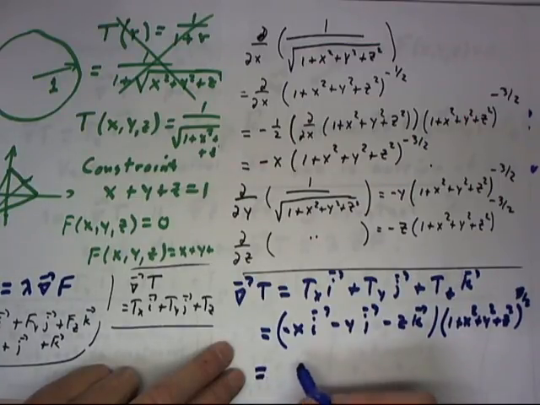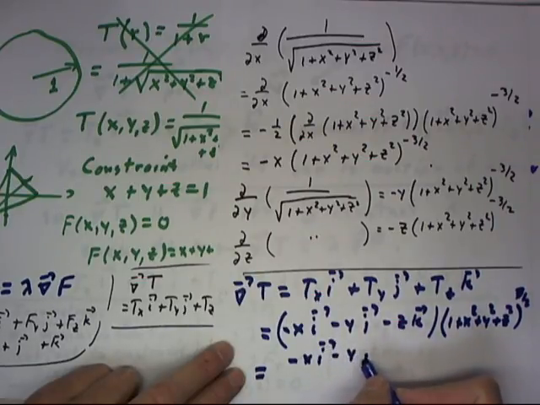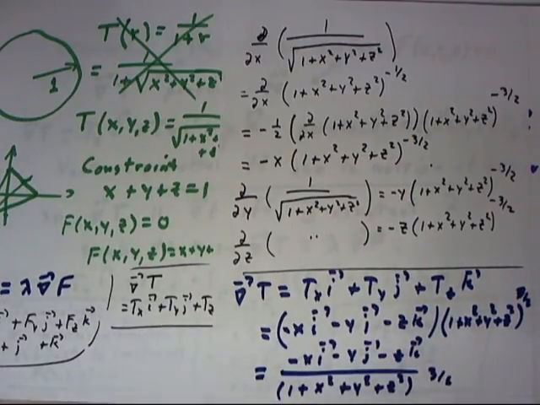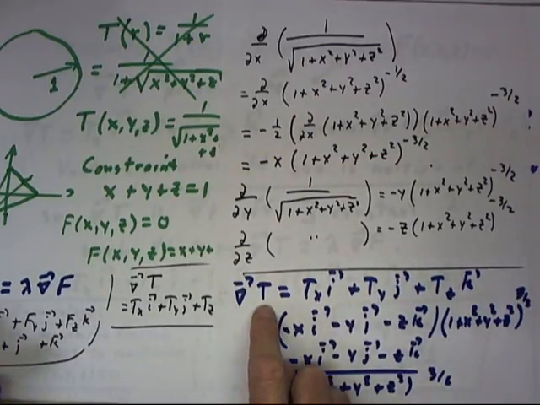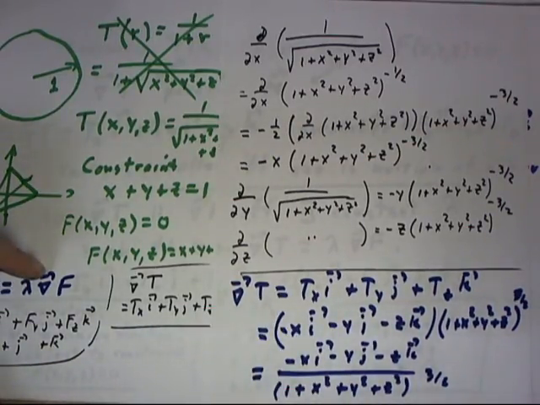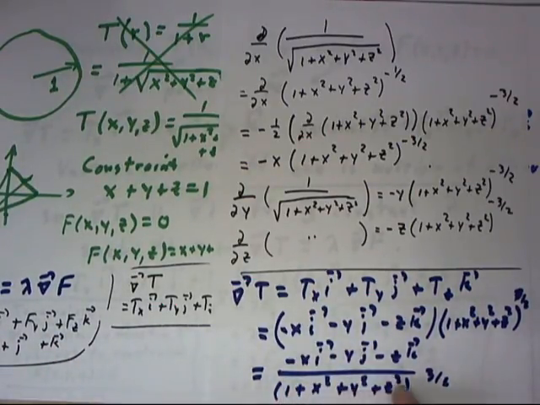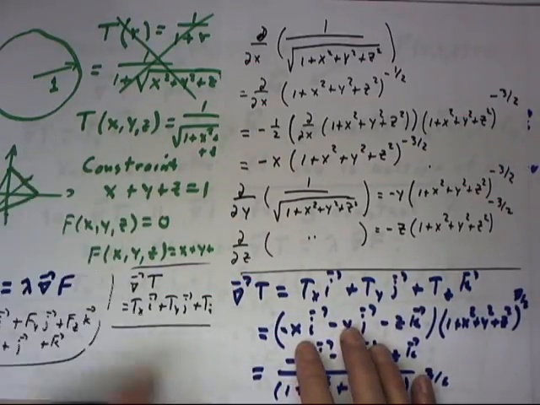And we could write that as, if we wish, negative x i minus y j minus z k over the quantity 1 plus x squared plus y squared plus z squared raised to the 3/2. Now that we have our expressions for del t and del f, we can set them equal, get our four equations, solve for lambda, x, y, z, and see where this temperature function will maximize.